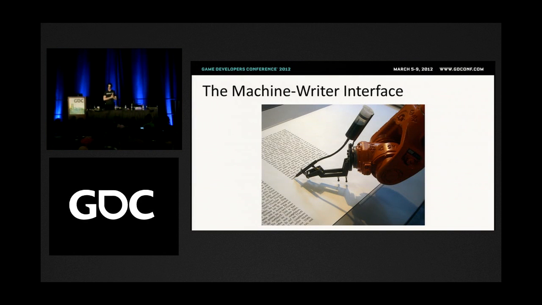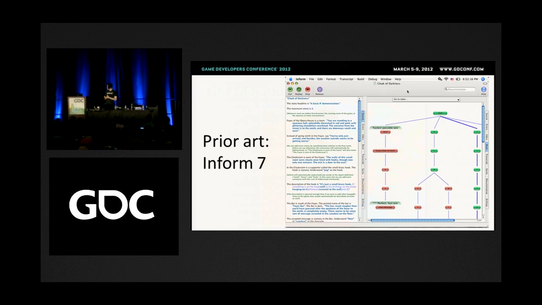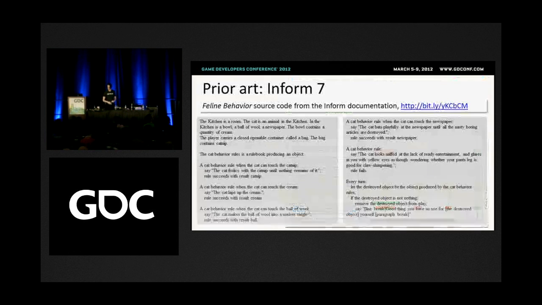Alrighty. Let us think for a moment about the machine-writer interface. How do we make humans interact with this crazy system? There is a bit of prior art here, by the way. A programming language called Inform 7, designed expressly for the purpose of writing text adventures, which I am now supposed to call interactive fiction, has this very mechanism of rule books, of general rules being overridden by more specific ones.